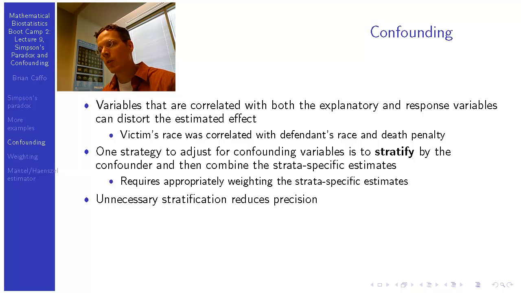again, putting aside the rather difficult and lengthy discussion of what is a confounder and how do we select our confounders, let's assume we have a single confounder. How do we adjust for it? Well, there's several ways. Regression is probably the biggest and most common way to adjust for confounders. But kind of an old school way in categorical data analysis is to stratify by the confounder and then combine the stratum-specific estimates. This requires appropriate weighting of the stratum-specific estimates, and we'll talk in a minute about how to do the appropriate weighting. And unnecessary stratification has its own set of problems.